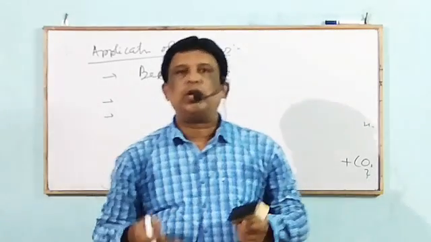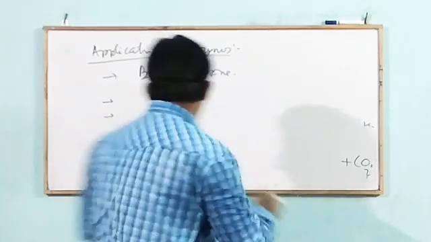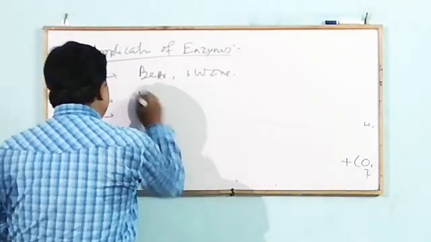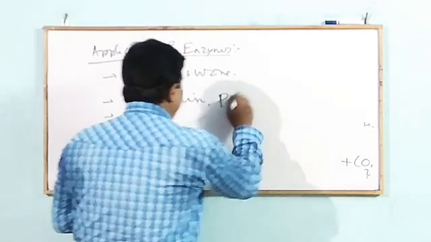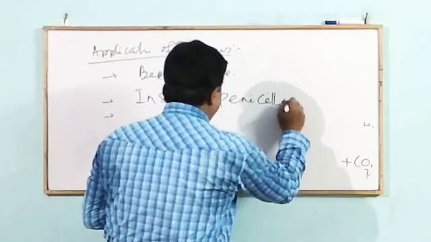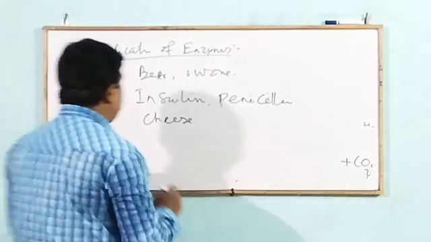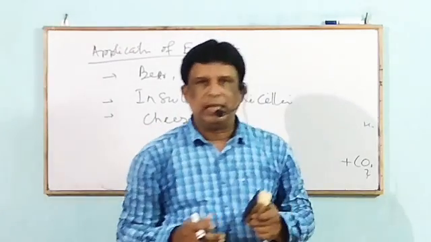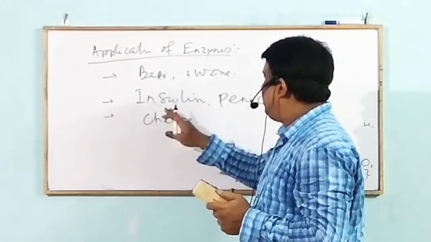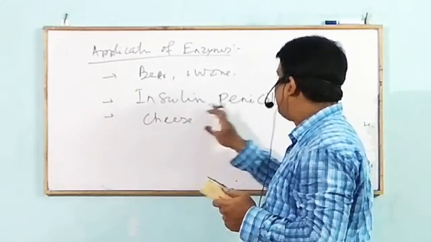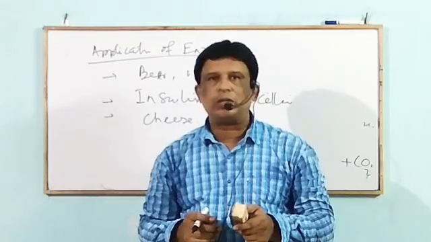Next is formation of life-saving medicine, that is insulin, then penicillin. Then formation of cheese. I repeat again, the formation of beer, wine, then formation of life-saving medicines, that is insulin, penicillin, formation of cheese. These are some examples of enzyme applications.